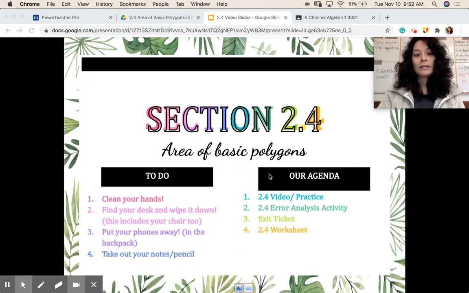So we're going to be talking about section 2.4 in this lesson. I'm going to show you how to find what's known as the area of basic polygons. You'll want something to write with and something to write on, and probably a calculator at your disposal.